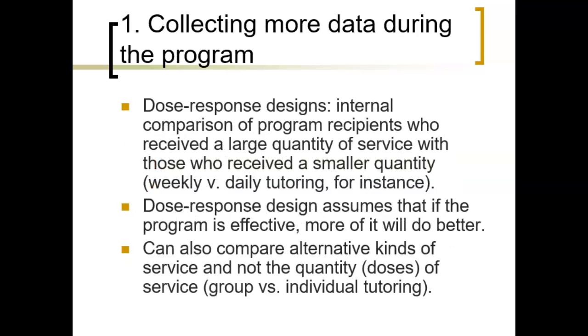One of the ways to improve the one-group design is to collect more data during the program. This includes a dose-response design, when program participants who receive a larger quantity of services are compared to those who received fewer services. Using the example of reading intervention for elementary school-aged kids, we would compare those who received weekly tutoring to those who received daily tutoring, with the assumption that daily tutoring helps improve reading skills more than weekly tutoring does. We can also compare alternative kinds of service, such as small group tutoring to individual tutoring.